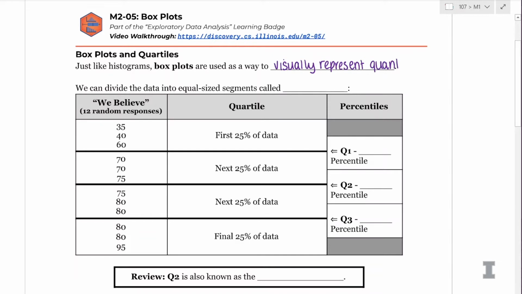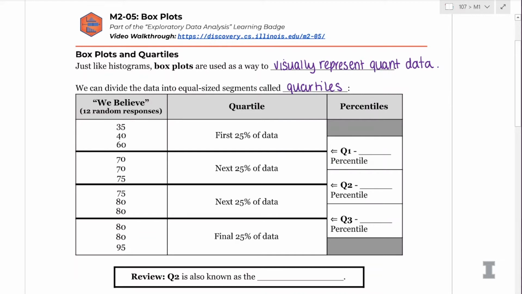And with box plots, we can actually divide our data into equal sized segments called quartiles. So these are the statistics that we haven't talked about yet, but they come up a lot with box plots. So the quartiles that we're going to look at are Q1, Q2, and Q3. In other words, we're going to look at the first quartile, the second quartile, and the third quartile.